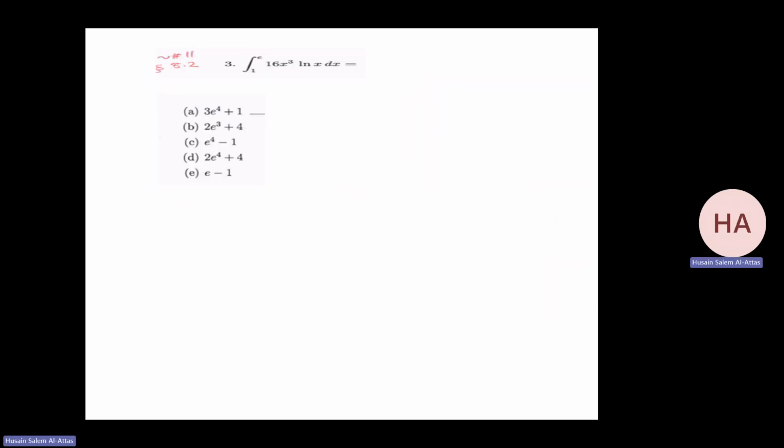16x cubed ln x. Yeah, that will be A, and that will be L. So for sure, I will take u equal ln x, and dv will be the rest. So du will be dx over x, and v will be what? Integral of this. You add 1 and divide, that will be 4x to the power 4, which is very clear. If I differentiate, I'm getting 16x cubed. Okay, that's good.